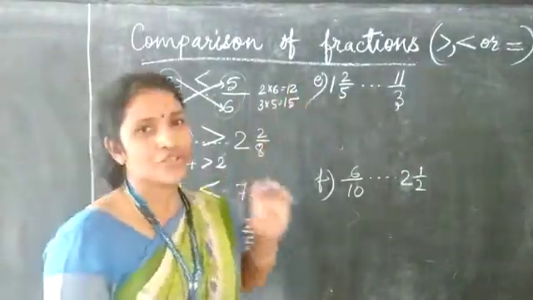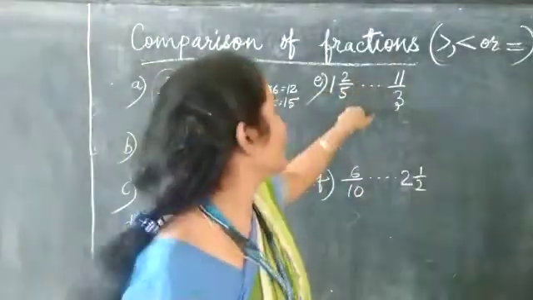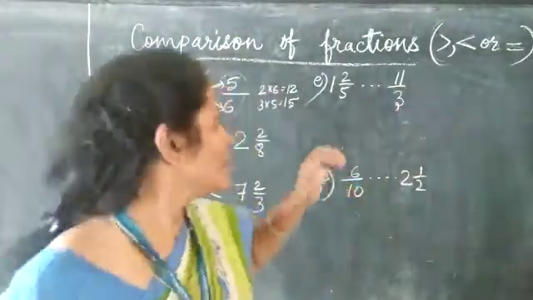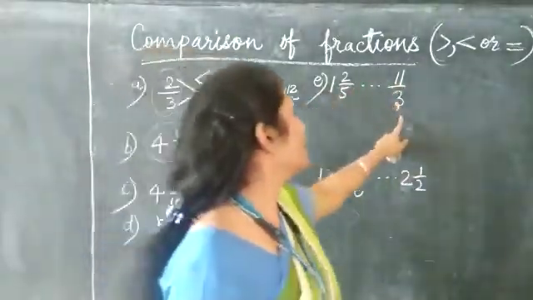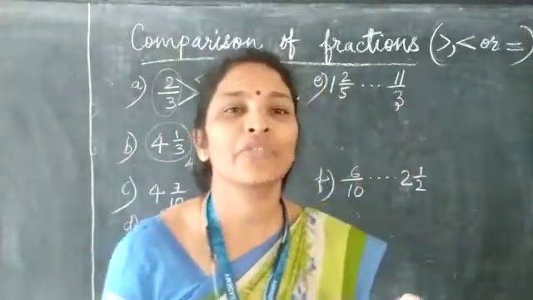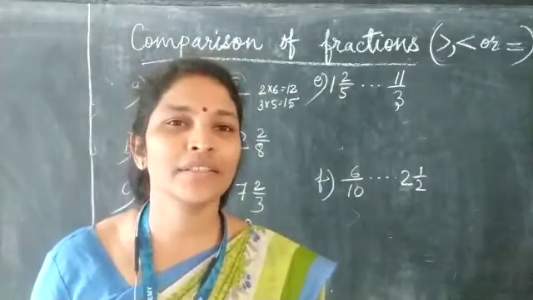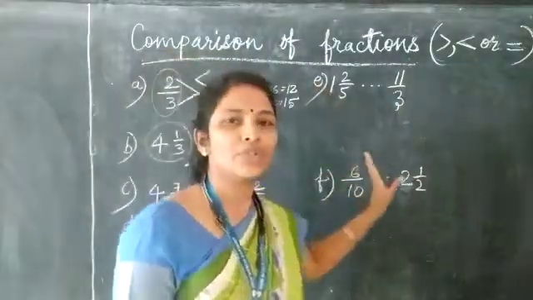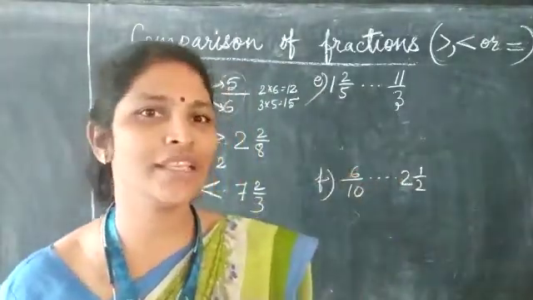Now, next question, question number E. 1 2 by 5 and 11 by 3. You can see one is a mixed fraction and one is an improper fraction. Then what to do? We cannot do the comparison like that. So we have to change both into improper fractions so that we can do the process easily.